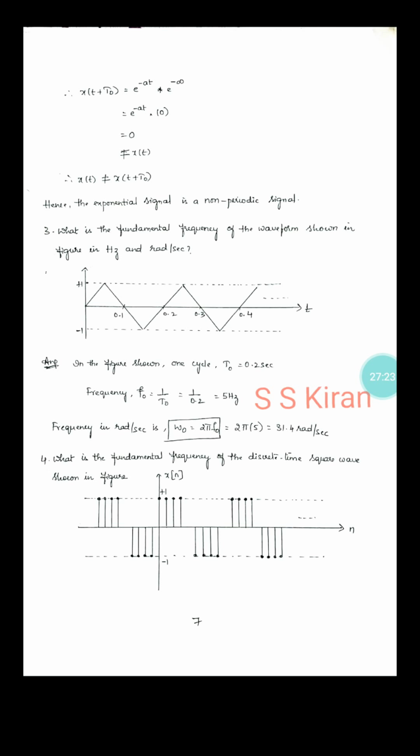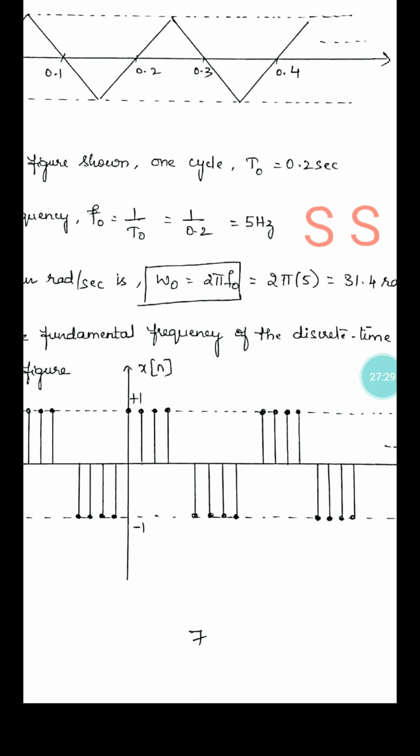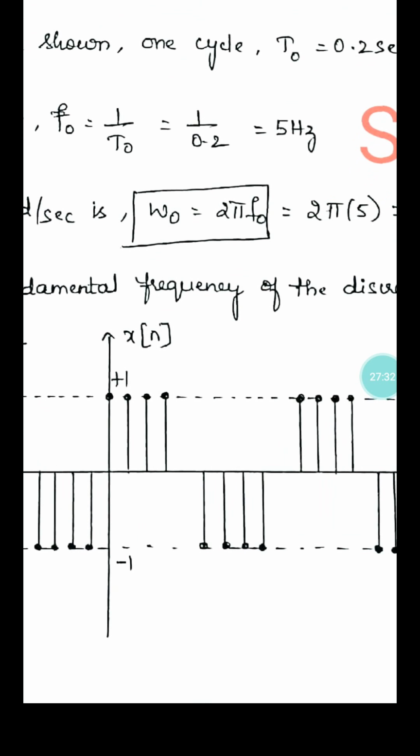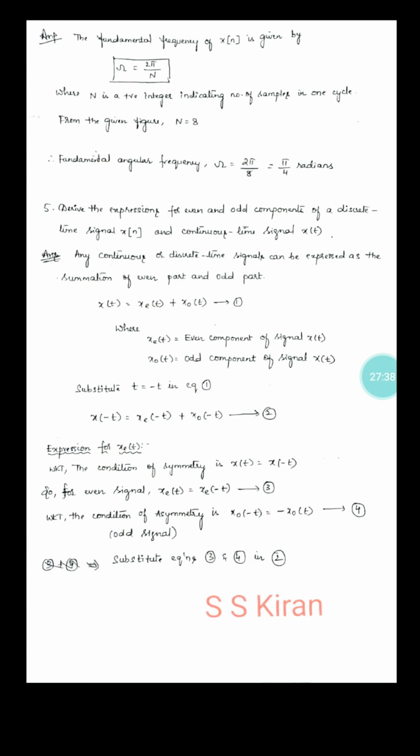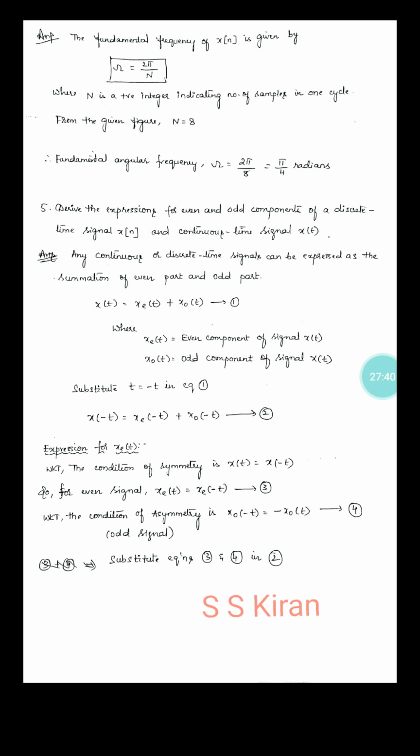Fourth problem, a good one: find the fundamental frequency of the discrete time square signal. Let us count how many integer values there are here: 1, 2, 3, 4, 5, 6, 7, 8. Then the N value is equal to 8. Now coming to the solution, the fundamental frequency of x(n) is given by 2 pi by N. You know the N value is equal to 8. Then the fundamental frequency omega is 2 pi by 8, that is pi by 4 radians.